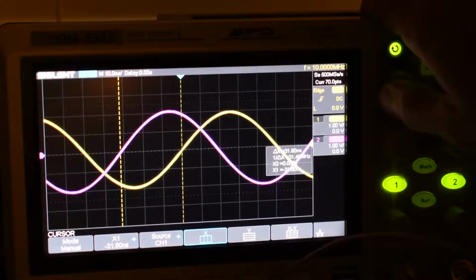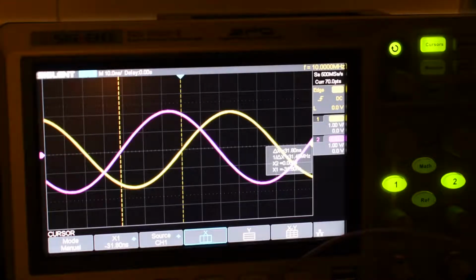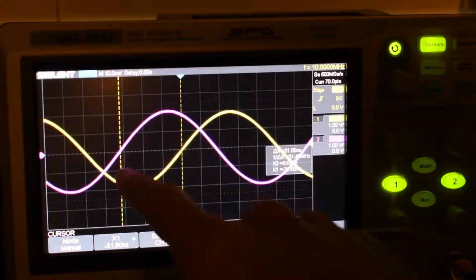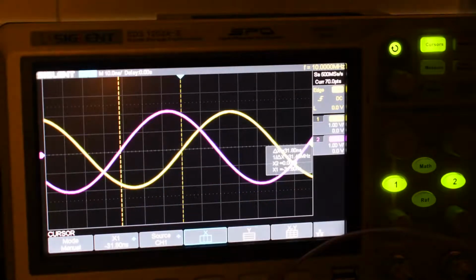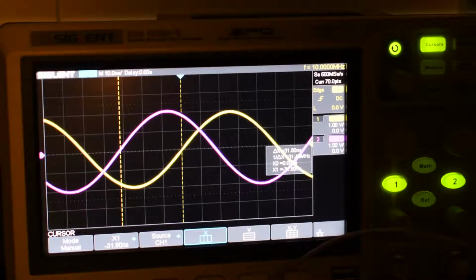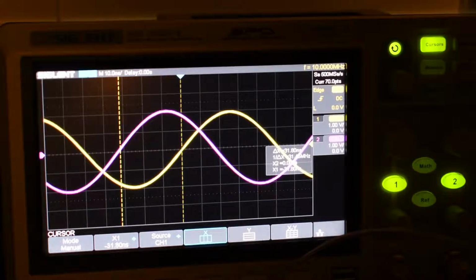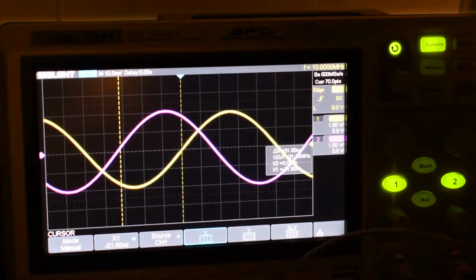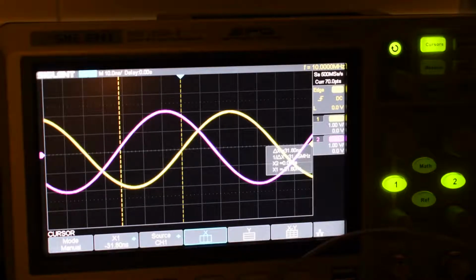But if I use the cursor to mark the point where they cross zero, the channel 2 crosses zero back here, channel 1 crosses zero here, and so that's about 32 nanoseconds now. And you can see just very, very slowly it drifts a little bit. So over here where we marked it crossing zero, it's drifted maybe a fraction of a nanosecond so far. So there's still a little bit of residual drift even when these are super close to each other.